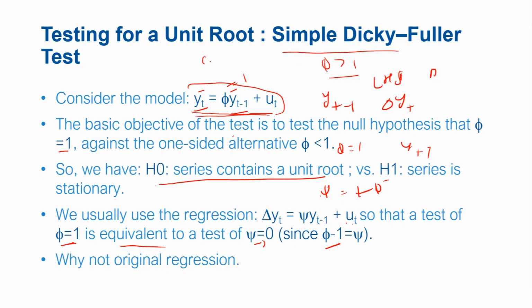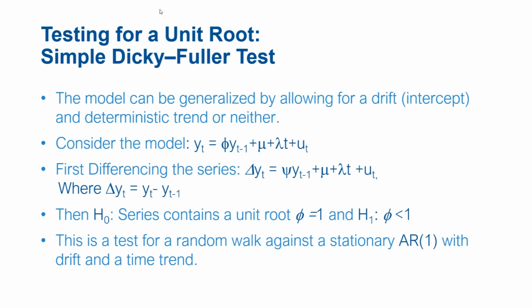Here, because we are ultimately subtracting y_{t-1} from y_t, which results in phi minus 1 as the coefficient. The question is, why not use the original regression? Because the original regression, under the null hypothesis of non-stationarity, is estimated with phi being 1, and that is not econometrically efficient, and all the problems of spurious regression will follow.